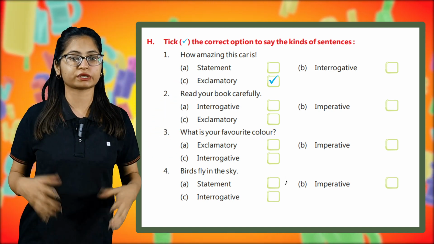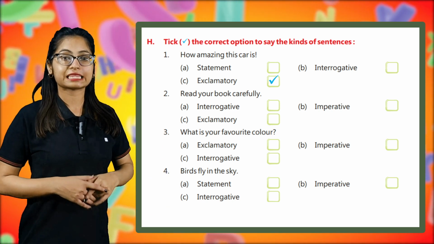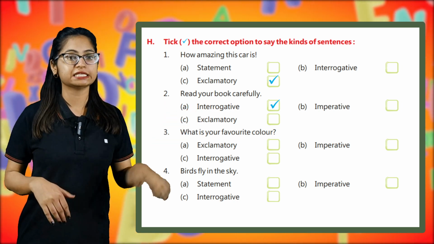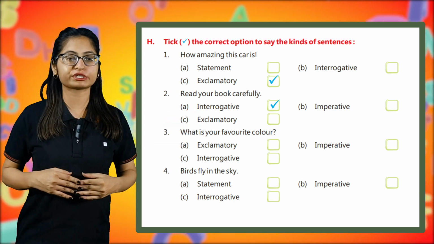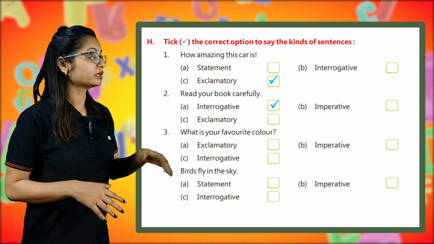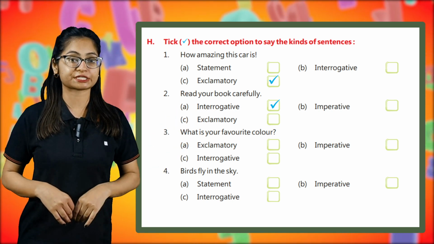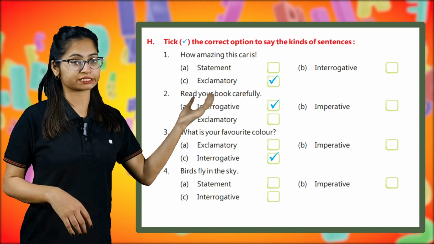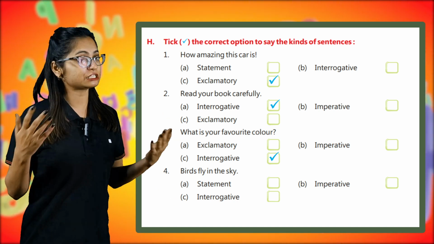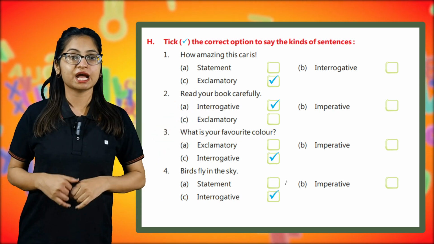Next, read your book carefully. I am asking you to read your book carefully. So that's an imperative sentence. So you have to tick at B. Next, what is your favorite color? I am asking you. That's a question. So here you can also see there is a question mark. So it's very obvious that we will tick at interrogative. Next, birds fly in the sky. That's a normal statement. So we will put tick at statement.